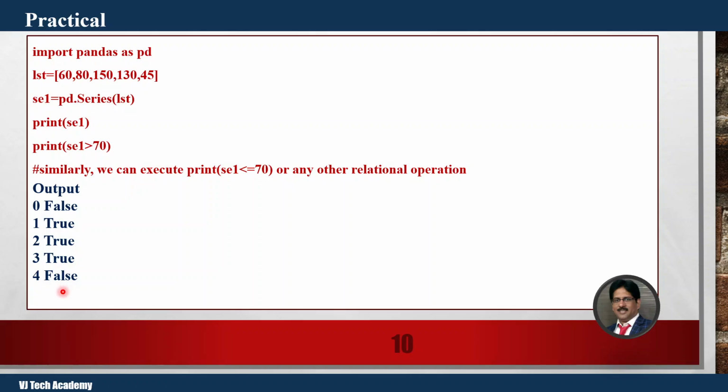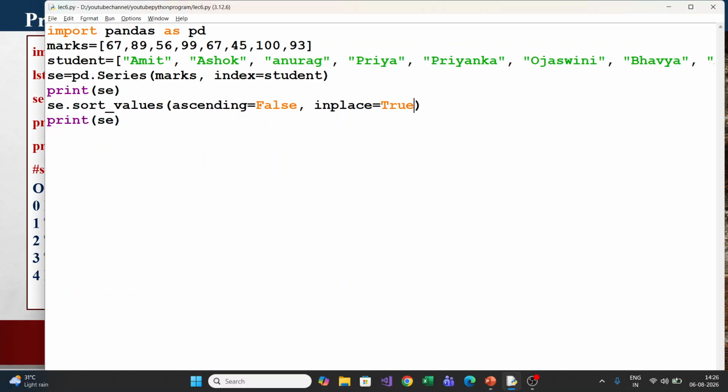We do it practically. What I am doing here, I just remove this and I just write SC greater than 60. So wherever the value in the series object is greater than 60 it will be displayed as true, and wherever it is less than 60 it will be displayed as false. Let's run the program.